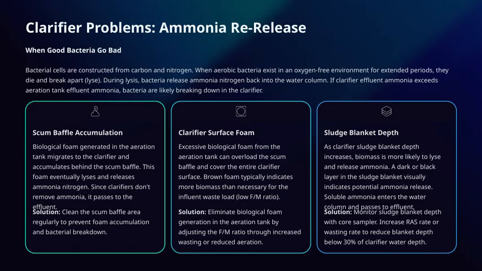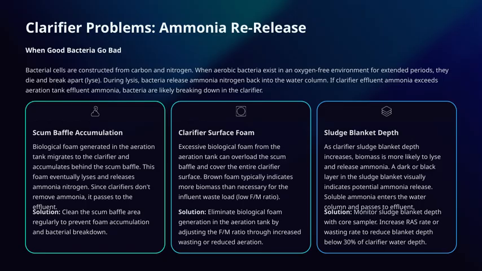Next, let's talk about scum baffle accumulation. Biological foam forms in the aeration tank and can migrate to the clarifier, building up behind the scum baffle. Over time, this foam lyses and releases ammonia nitrogen into the water. Since clarifiers don't remove ammonia themselves, this ammonia passes straight through to the effluent. The key here is maintenance. Regularly cleaning the scum baffle area helps prevent foam buildup and bacterial breakdown, reducing ammonia release.